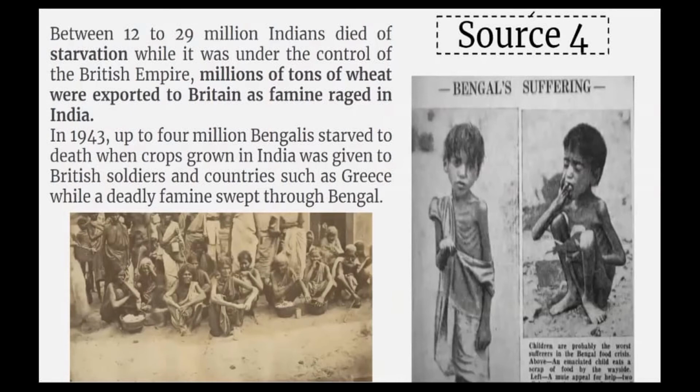In 1943, up to 4 million Bengalis starved to death. 4 million means 40 lakh Bengalis starved to death. Means there was no food, because of which they died. Crops grown in India were given to British soldiers and countries like Greece, while a deadly famine swept through Bengal.